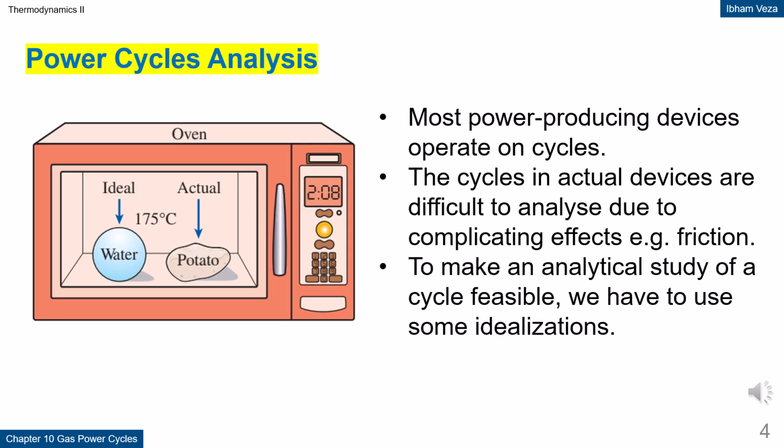Power cycles analysis. Most power-producing devices operate on cycles. In practice, the analysis of real cycles becomes complicated due to friction and other losses. To make analysis feasible, idealizations are introduced. This approach is not meant to perfectly replicate real systems, but to understand their basic behavior. From this, the theoretical performance limits of a system can be identified.